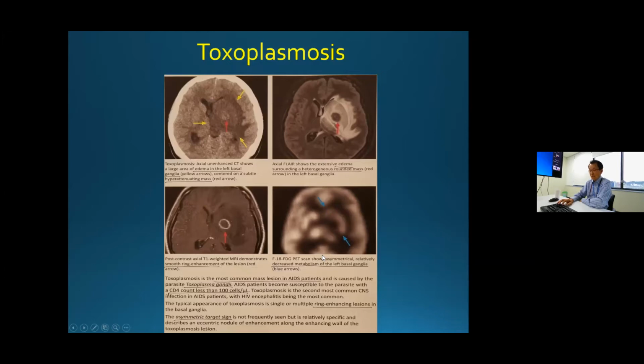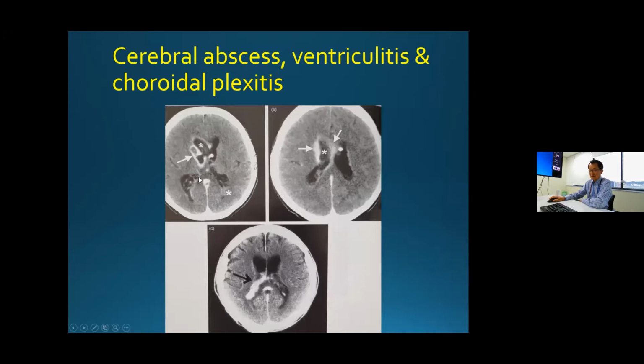Certainly, just a ring shape is not specific. A central location could also be due to other inflammatory processes. In this case, this is a frontal horn of lateral ventricular inflammation and cerebral abscess. This choroid plexus is right here, and that's generating CSF. It's sort of enhanced, this choroid plexitis.